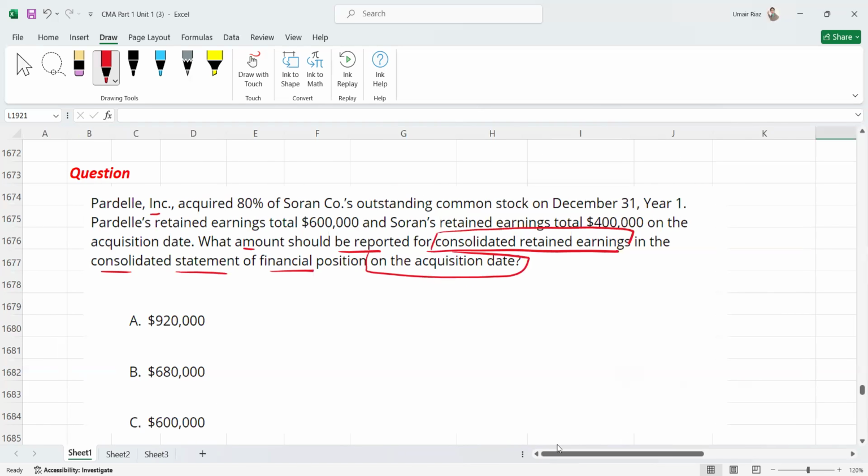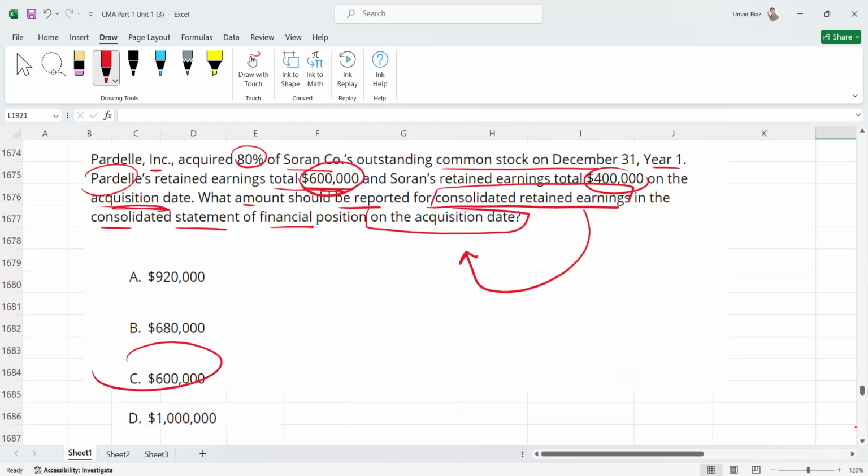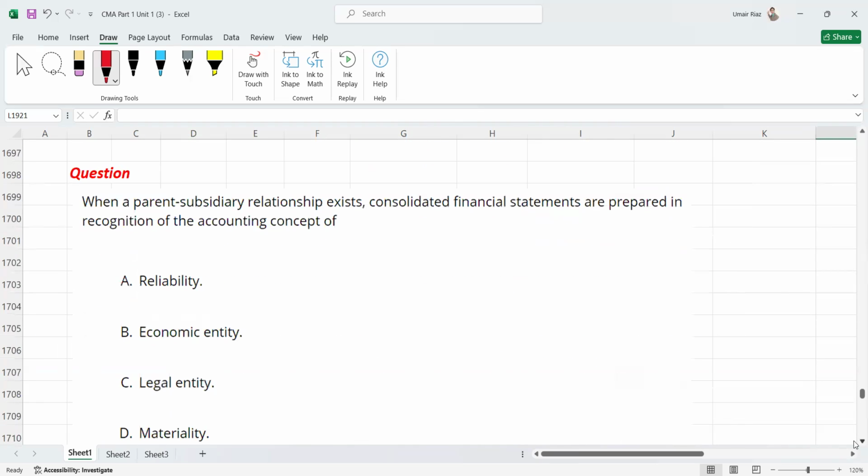So here we now will go through the question. They are saying that P Inc acquired 80% of S company's outstanding common stock on December 31st, year one. So we have an 80% voting interest. P's retained earnings total is 600,000. This is the parent's. And the subsidiary's retained earning is 400,000 on the date of acquisition. He's asking what is the consolidated retained earning at the date of acquisition. I told you only parent's retained earning will be reflected. So parent's retained earning is 600,000. So this 600,000 will be our answer. Understood? Then we have the next question, guys.